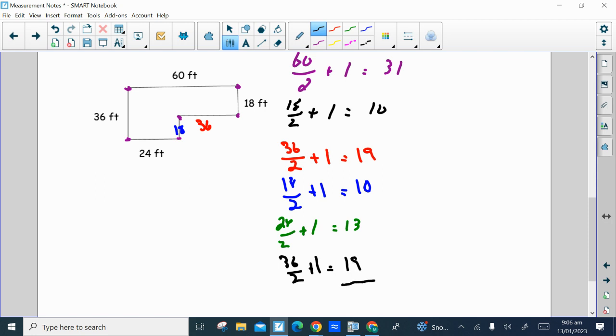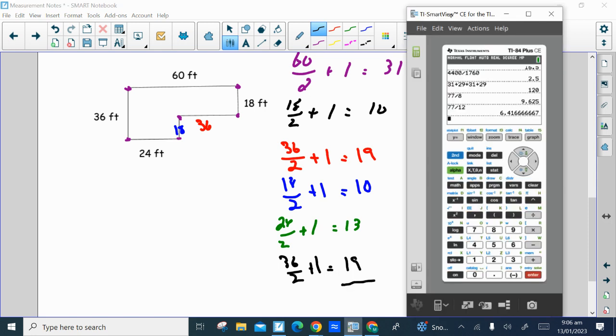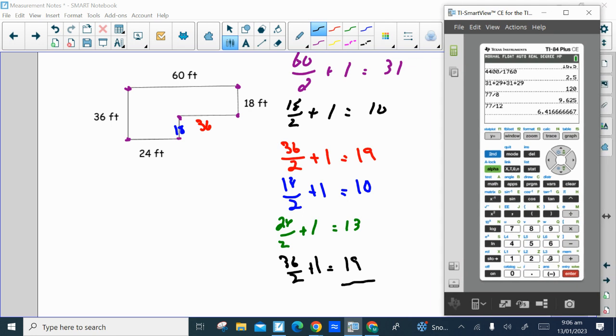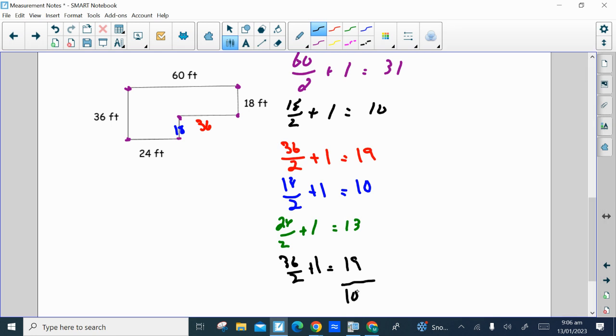So if we add all those up, we'll have our total number that are required. So 31 plus 10 plus 19, another 10, a 13, and another 19. So that gives us 102. That's how many would be required.